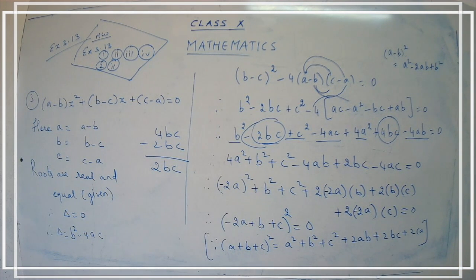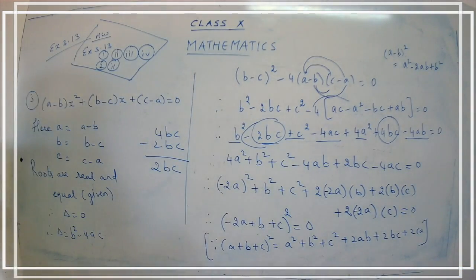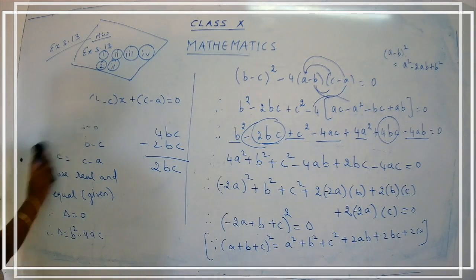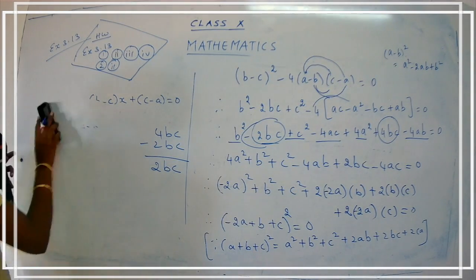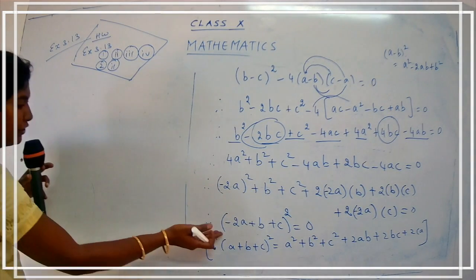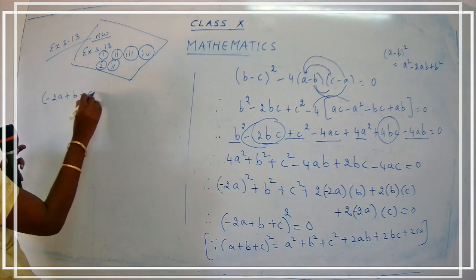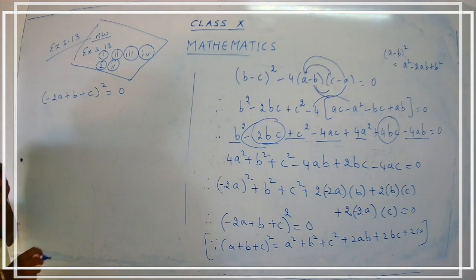This is a 5-mark question, children. Important type of questions. Maybe it will be asked for compulsory questions. So you cannot skip such type of questions. Okay, now let's see. So what we have got here, I am going to continue from here. So we have got minus 2A plus B plus C whole square is equal to 0.